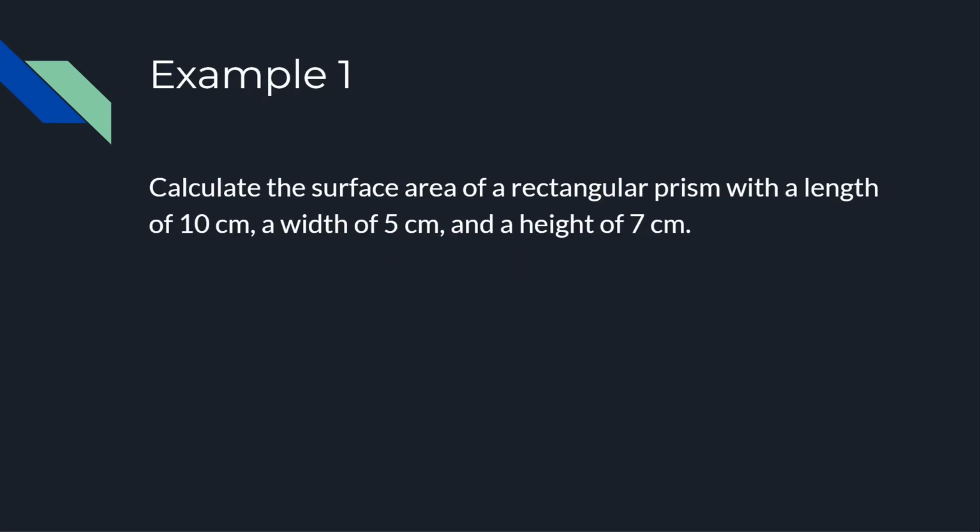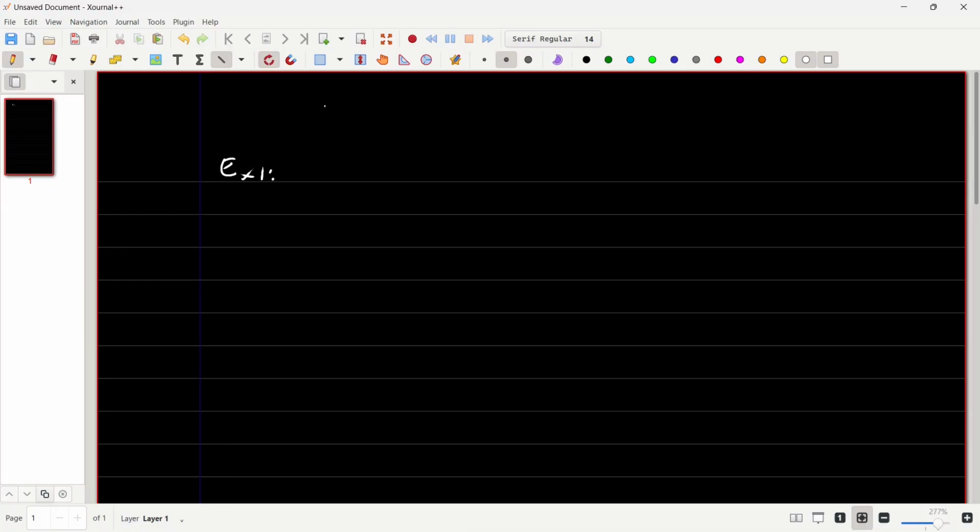Let's try an example. We're required to calculate the surface area of a rectangular prism with a length of 10 centimeters, a width of 5 centimeters, and a height of 7 centimeters. The first thing we want to do is to draw a diagram.